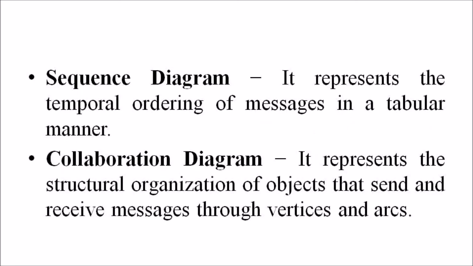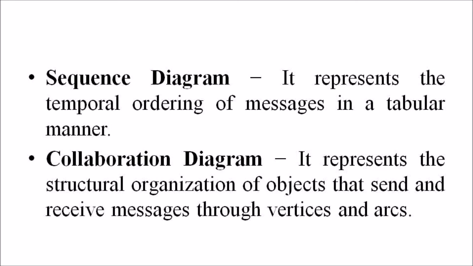The interaction diagrams are classified into two. They are sequence diagram and collaboration diagram. A sequence diagram represents the temporal ordering of messages in a tabular manner, and the collaboration diagram represents the structural organization of the objects that send and receive messages through vertices and arcs.